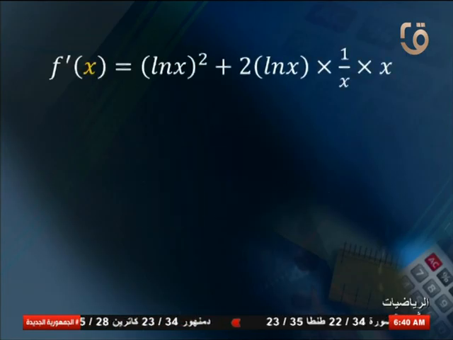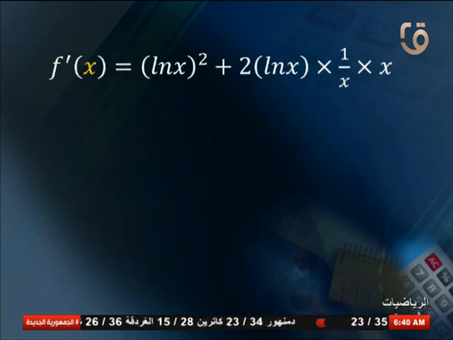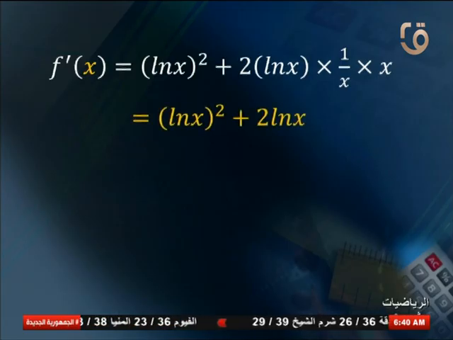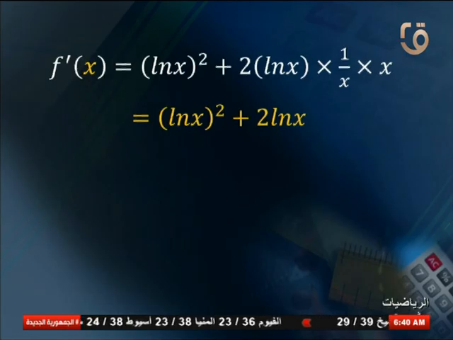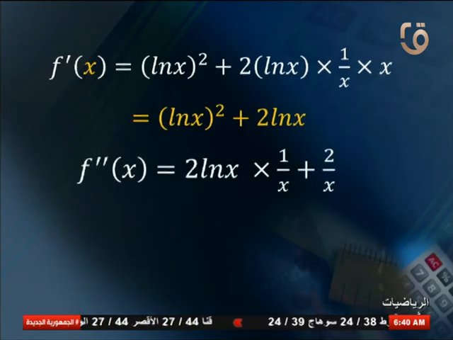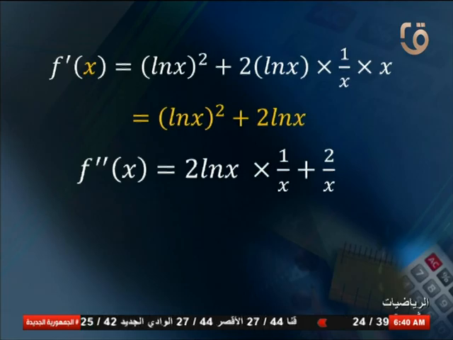Therefore, f dash x ln x for all power 2 plus 2 ln x multiply 1 over x times x by simplest form. Then f dash x ln x for all power 2 plus 2 ln x. Look at what is the f double dash. What is the derivative of ln x for all power 2? 2 ln x. Multiply derivative of ln x 1 over x. Plus, what is the derivative of ln x? 1 over x multiply 2.